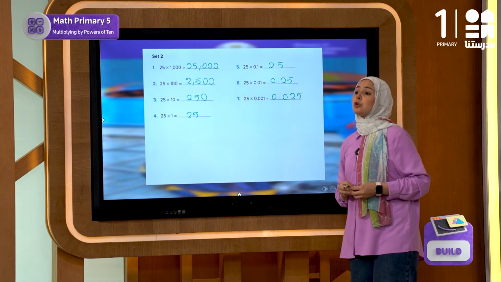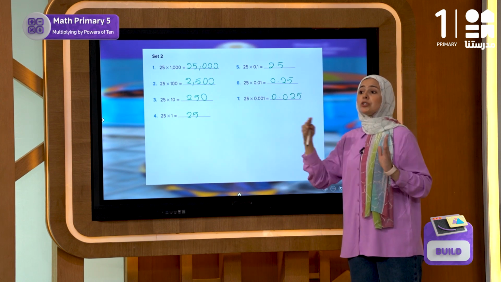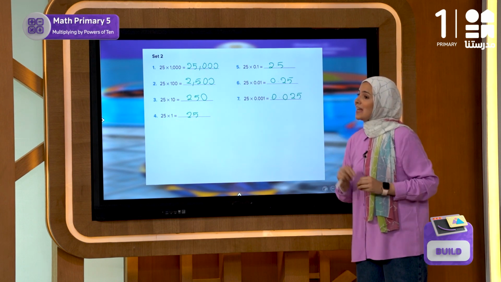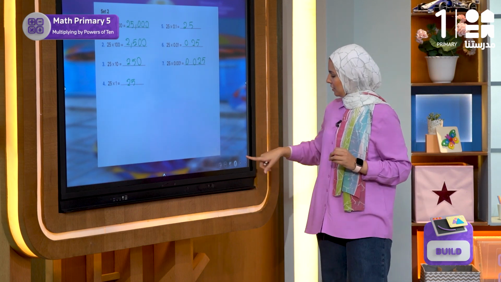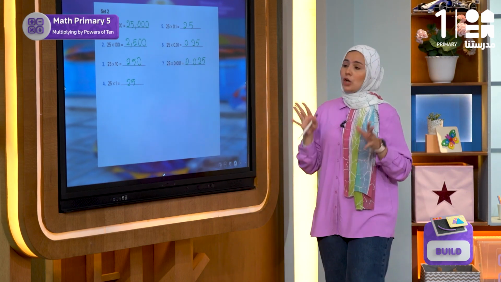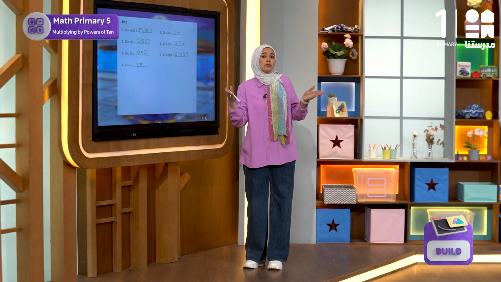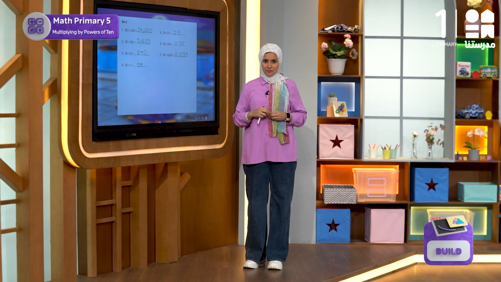Now, one of the most important notes that we have to pay attention to is that any whole number can be written in the form of a decimal number by adding what? A decimal point on the right of the ones. Let me be more clear. Let's try to conclude a rule for multiplying by powers of 10 from the problems that we answered.